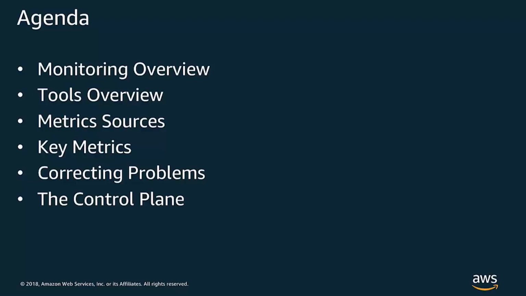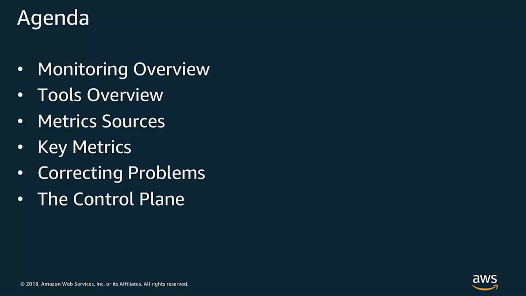We're going to talk about the metric sources there and what metrics these sources provide, and the key metrics that you really want to make sure that you're monitoring in a Kubernetes environment. We're going to touch briefly on correcting problems, and then a little bit about the control plane at the end and monitoring the control plane. And that will do it.